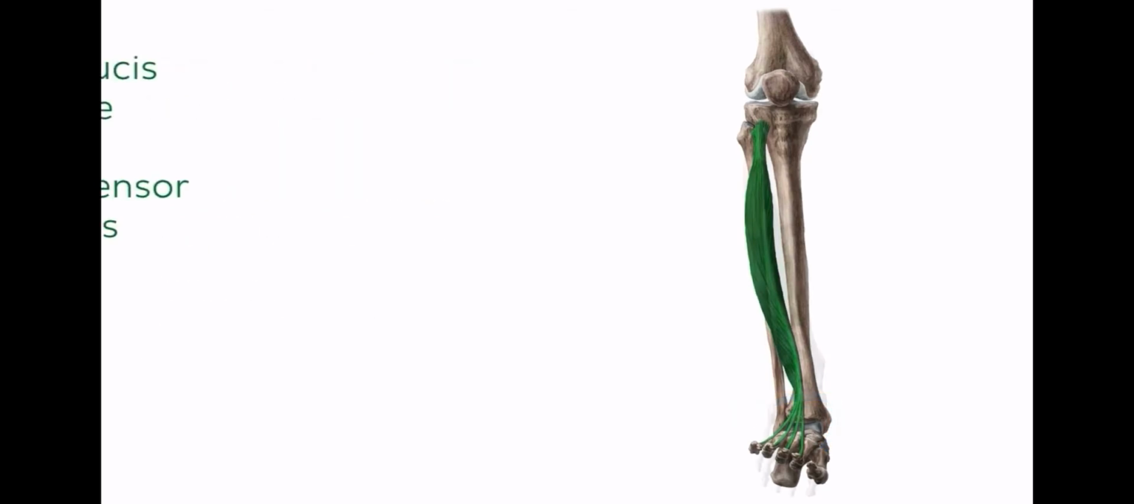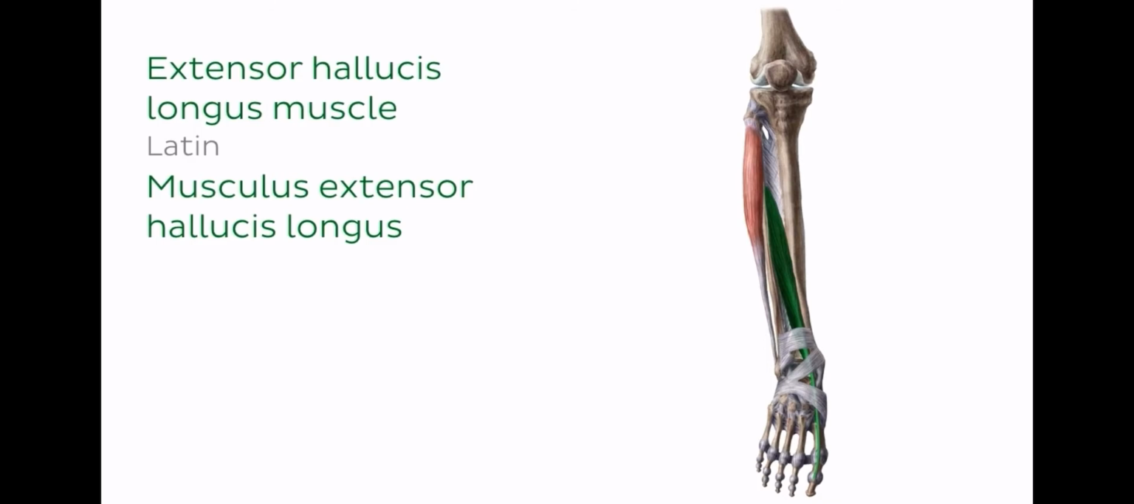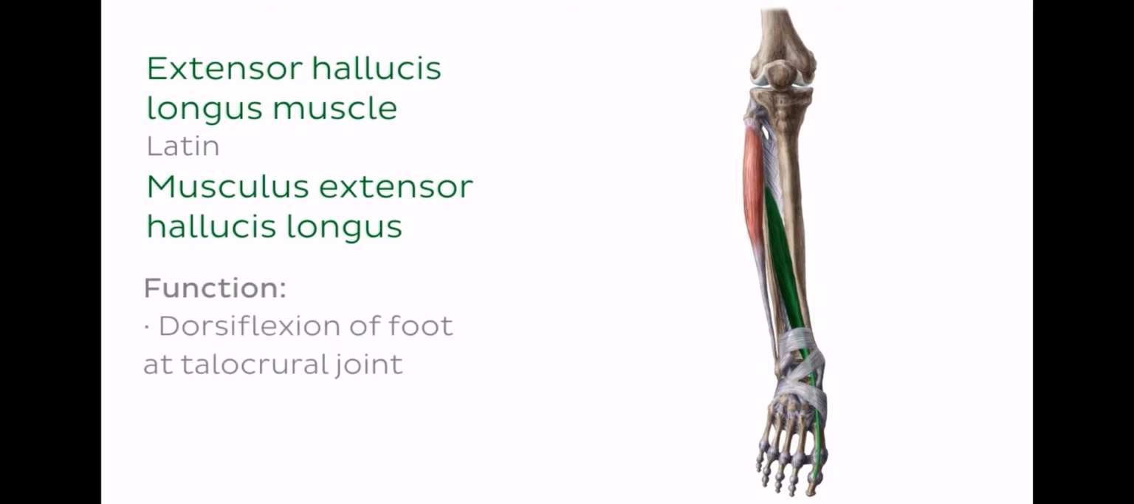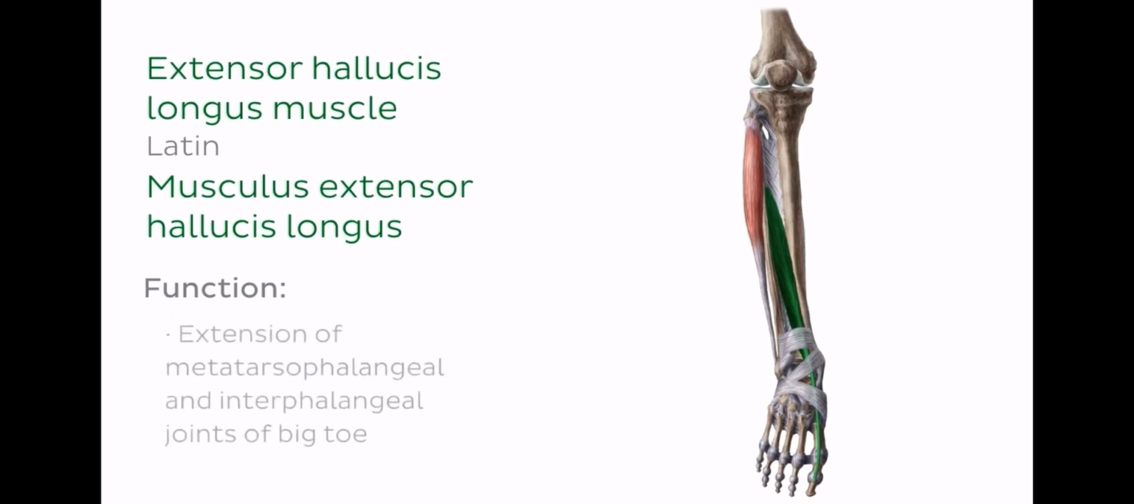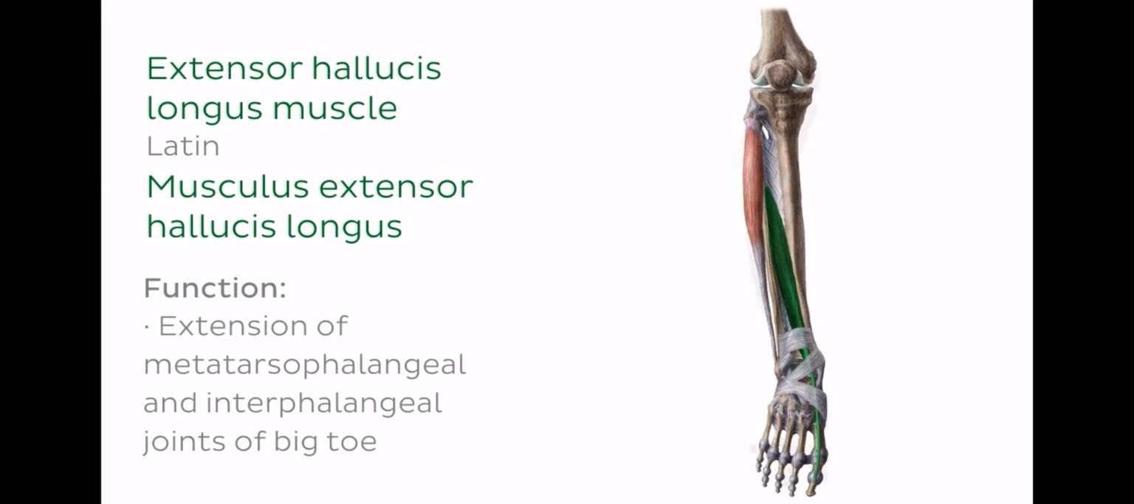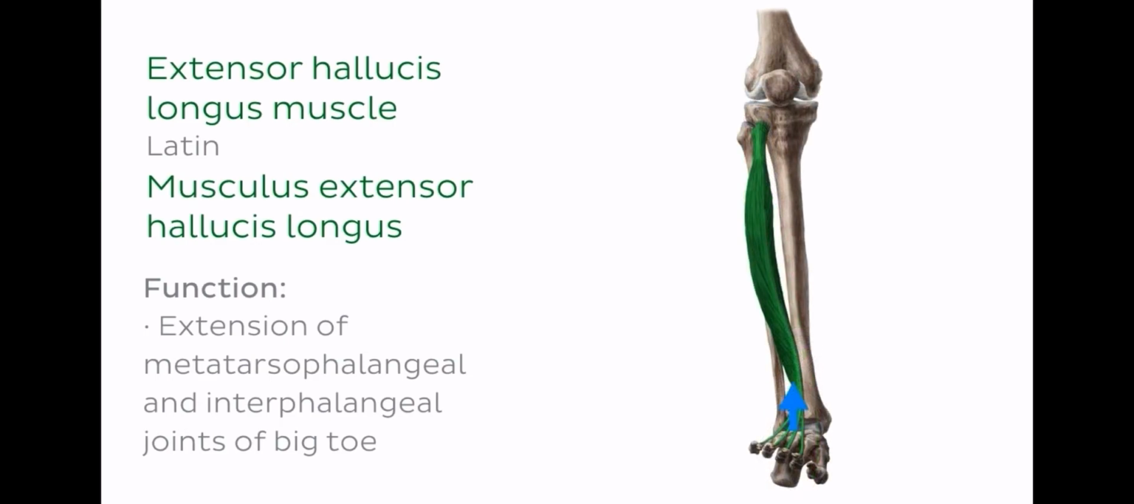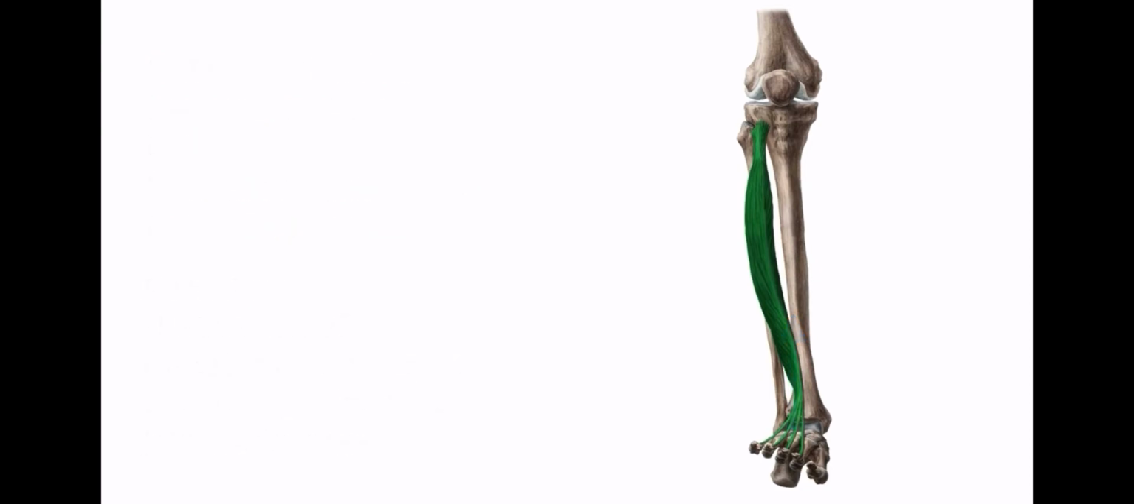Let's move on now to the extensor hallucis longus muscle, which, as we can guess, acts on the big toe. Like the extensor digitorum longus, the extensor hallucis longus is also responsible for the dorsiflexion of the foot at the talocrural joint. And it extends the big toe at the metatarsophalangeal and interphalangeal joints, which you can see in this image. Okay, let's move on and talk about the muscles of the lateral compartment of the leg.